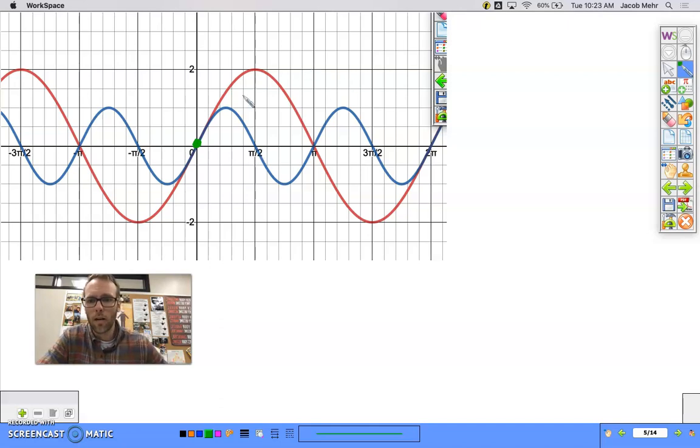Okay. Well, I look at pi over 2. Now the blue curve has a y value of 0.